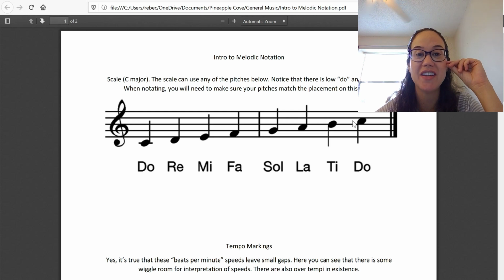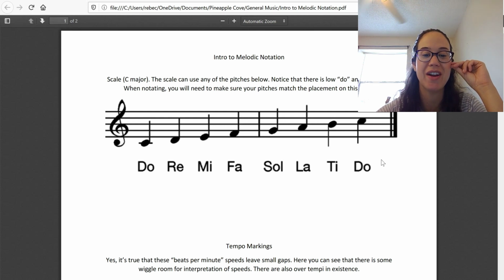You'll be needing to notate these, so we're going to go ahead and practice writing this scale together on Friday right before you take that classwork grade.